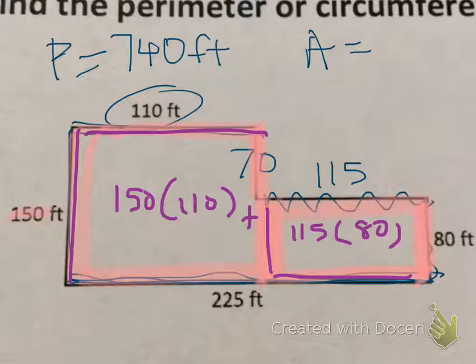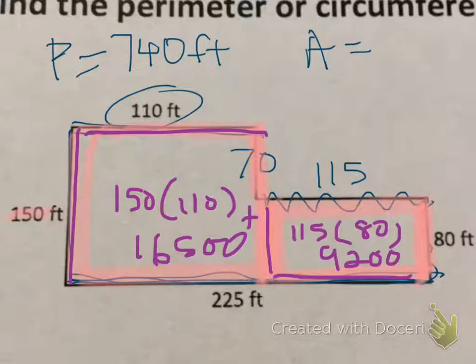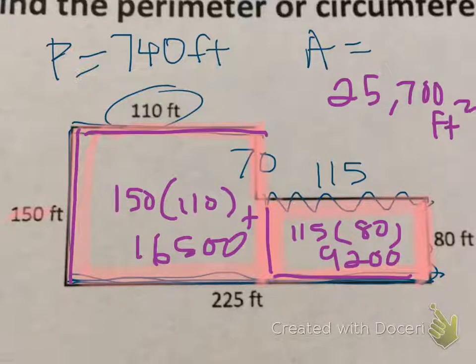So first do 150 times 110, and I get 16,500. And then do 115 times 80, and I get 9,200. Add those two numbers together, and the area is actually 25,700 feet squared, because areas are squared.